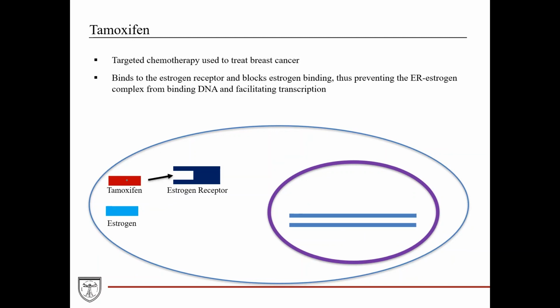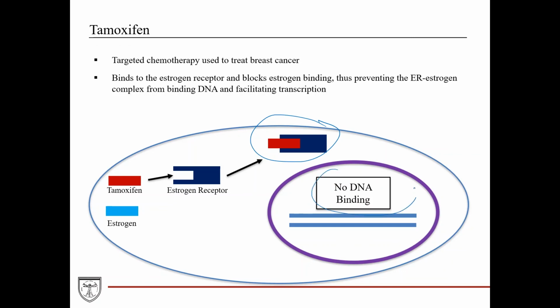Now when you have tamoxifen, so tamoxifen, again, is a targeted chemotherapy, and the target here is the estrogen receptor. So targeted chemotherapies, they'll target specific molecular drivers of a specific cancer or a driver that's involved in multiple types of cancer. So in this case, tamoxifen comes in, it binds the estrogen receptor instead of estrogen, so it essentially blocks estrogen out. And then it forms a complex with tamoxifen and the estrogen receptor like this, and hence no DNA binding occurs. And so it's not able to go on and facilitate expression of genes down here.